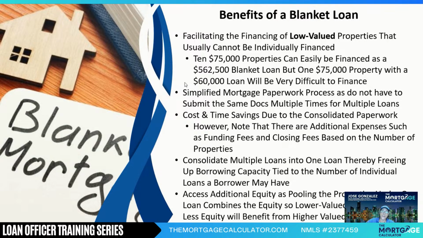So we can do that, but one $75,000 property with a $60,000 loan will be very difficult to finance, right? There aren't really too many options at all for a $60,000 DSCR loan. Usually $75,000 is the minimum loan amount for that category. So again, let me just reemphasize that bullet point number one is the main goal.